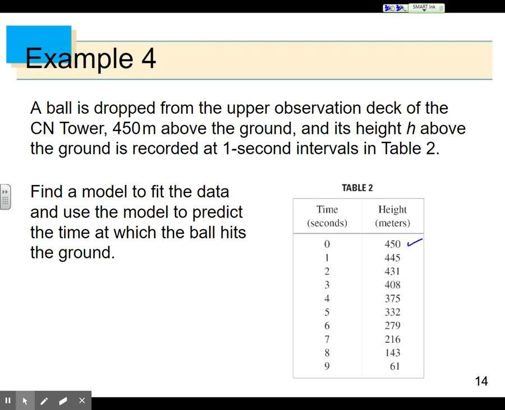I'm going to hold the ball. I get ready to drop it. After 1 second, it drops 5 meters, and so the height of the ball is only 445 meters. Then, as you can see, unlike the last empirical model that we saw, this time it's dropping 5, dropping 14, dropping 22, dropping 33. These numbers are getting bigger and bigger. That's going to trigger in you that this is not going to be a linear model. I'm going to have to use something a little bit more sophisticated.